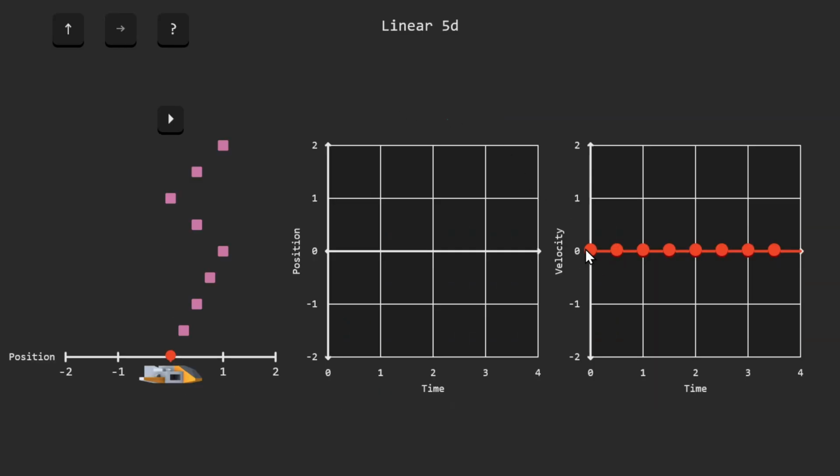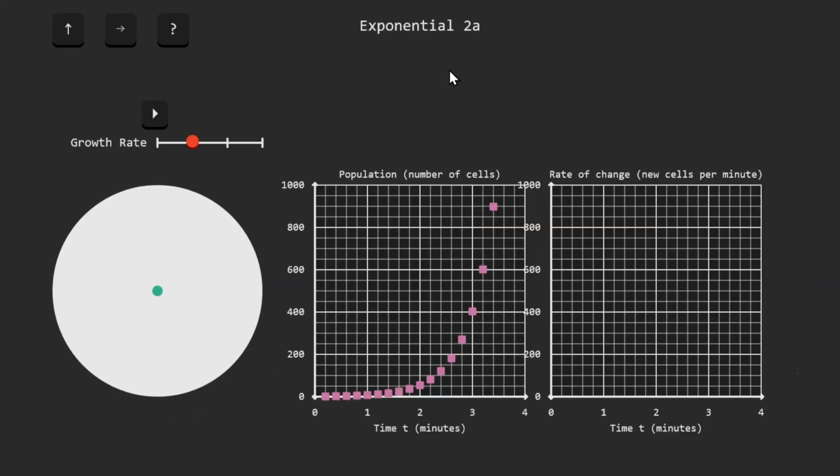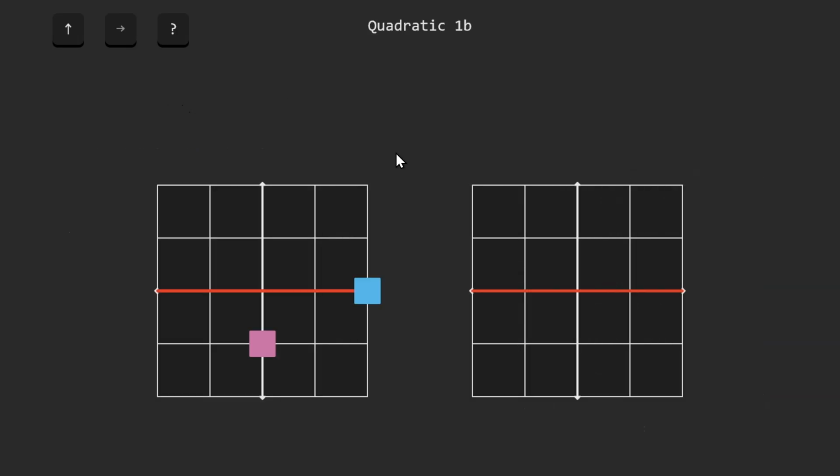There are a bunch of variations on this type of puzzle. Like, what if it's the velocity of a ship? Or the number of cells in a petri dish? Or, what if instead of moving sliders, you have to draw your function?